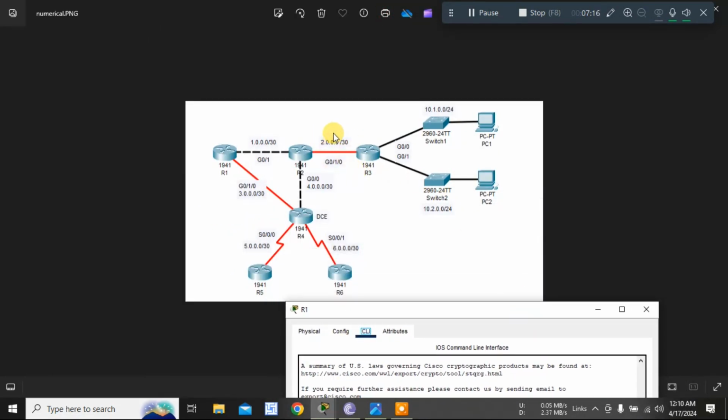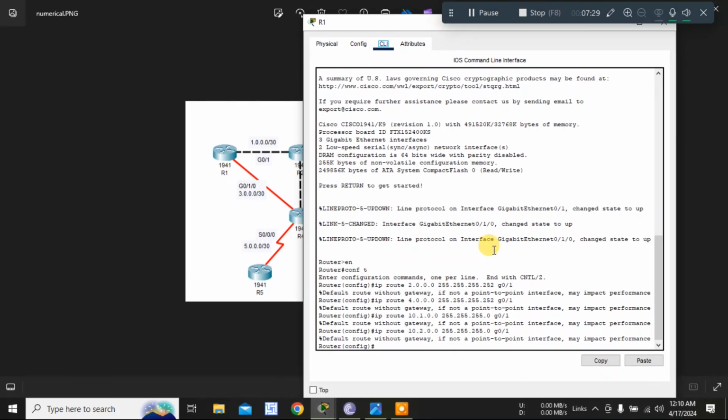I have done for these 2 networks, then the 4 network, the 10.1 network, the 10.2 network, and this one is directly connected, and for this one I don't have to do it, but the rest 2 are present, this one and this one, so now I have to do for the 5 network.